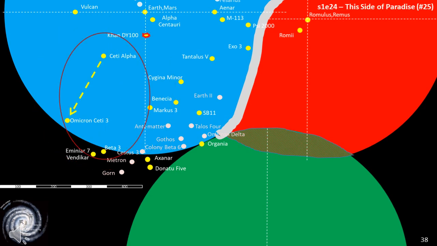In This Side of Paradise, the Enterprise goes to Omicron Ceti III to check on a colony. Thus, it did a U-turn. This U-turn is unusual and is probably caused by the unplanned drop-off for Khan's ship.